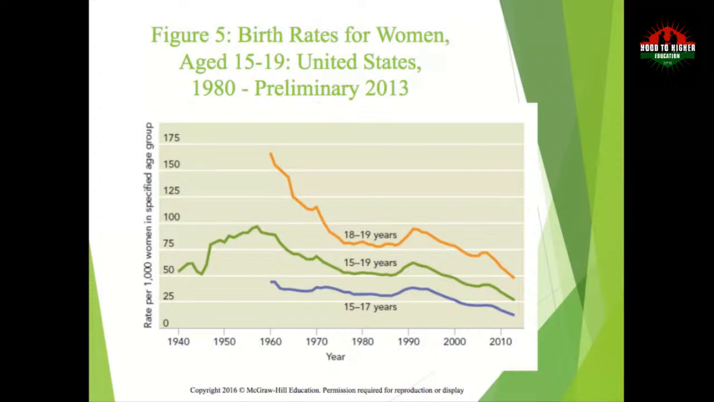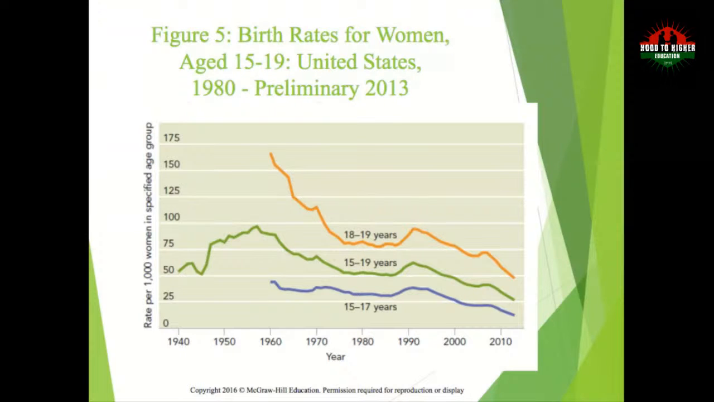Okay, so look at the birth rates for women aged 15 to 19 in the United States from 1980 up to 2013, right? We're noticing that the birth rates, depending on the age, teenage pregnancies, have been starting to drop. It started off high back in the 50s, 60s, and 70s, and then has slowly declined over time. And this could be due to education, right?